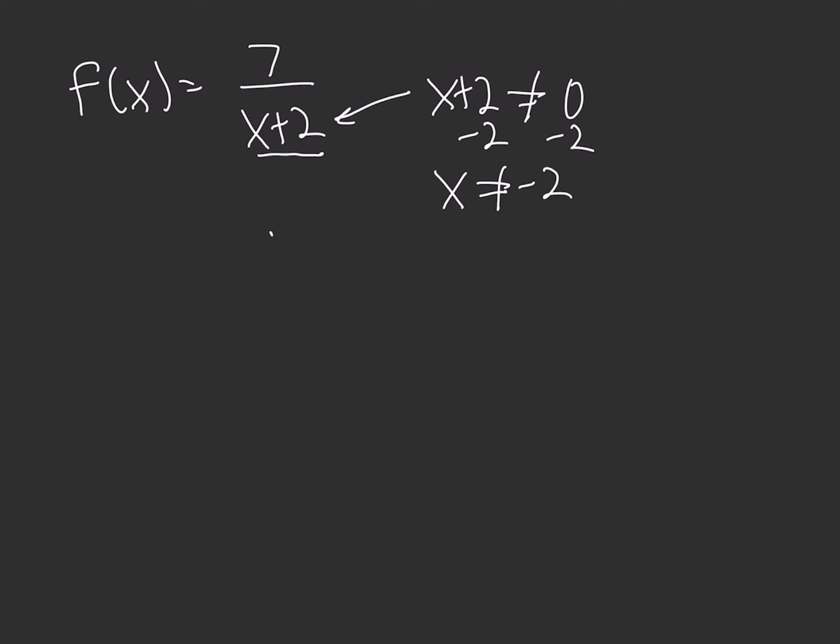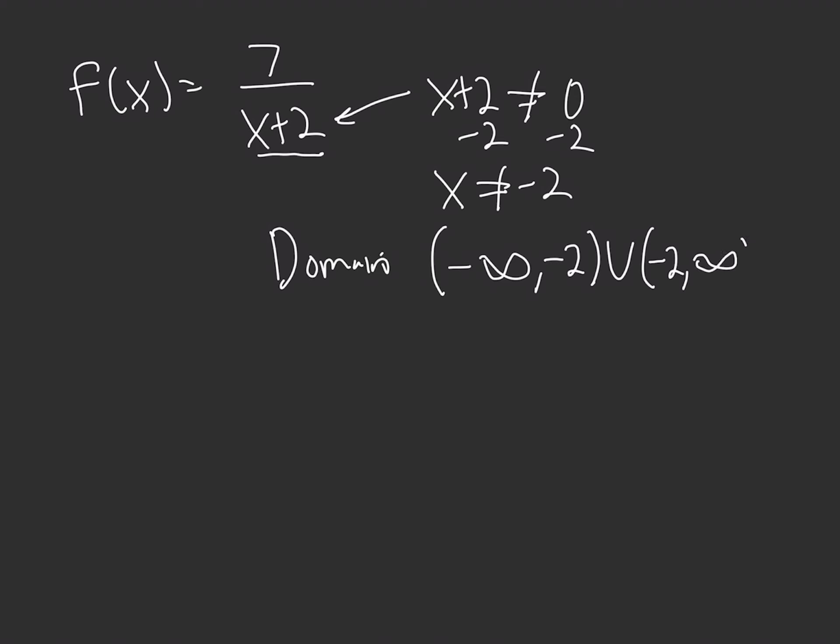In fact, if they're asking you for the domain, which they often do, you would say x can be any value from negative infinity up to, but not including, negative 2. Then we would do union, and it would skip that negative 2 and go on to infinity. What that looks like is that vertical asymptote at x equals negative 2. So that's one thing you want to identify when you do these. So that's the vertical asymptotes.